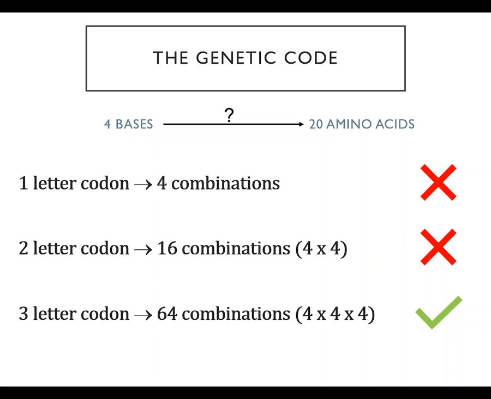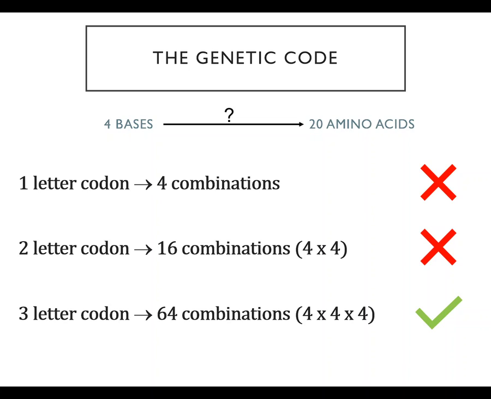So you can make more combinations of bases by increasing the number of so-called letters in a codon. If you had two bases per codon, you could have up to 16 combinations because there are four possible bases at each position. So the total number of combinations is 4 times 4. But that only produces 16, and that's not enough because we know that proteins are made of a combination of 20 different amino acids. So a 3-letter combination is the smallest number that gives you enough possible codons.